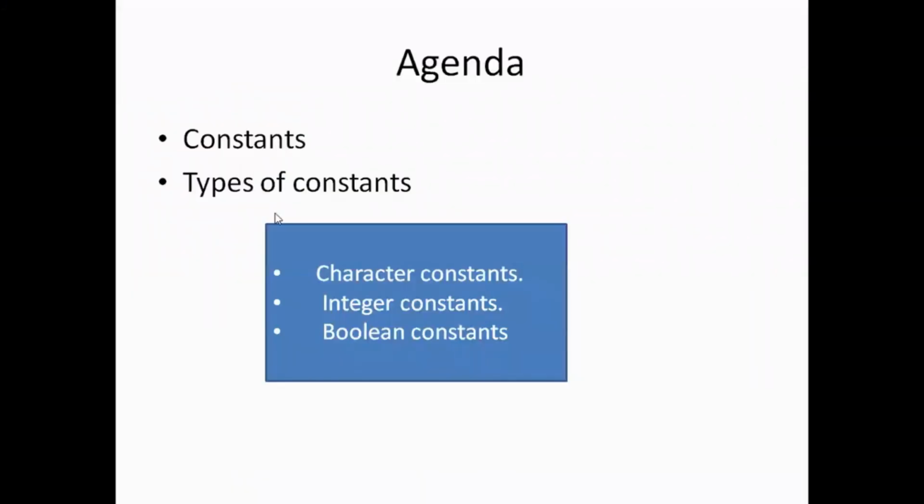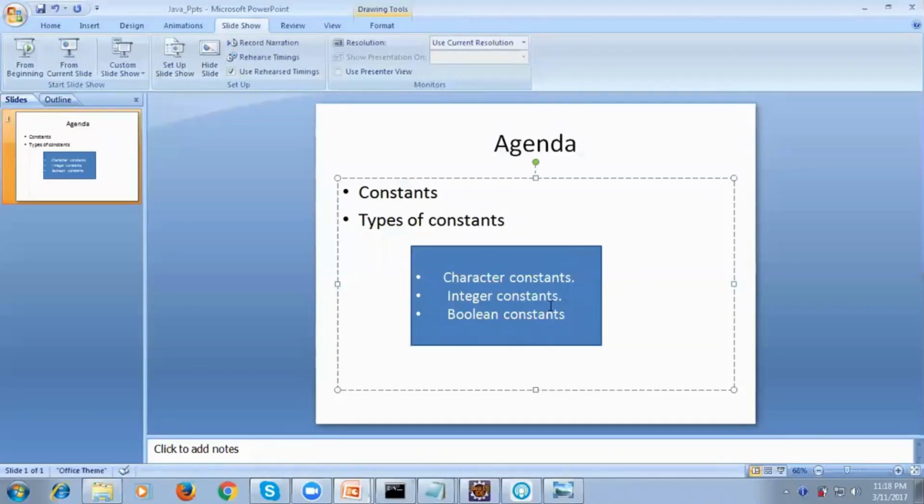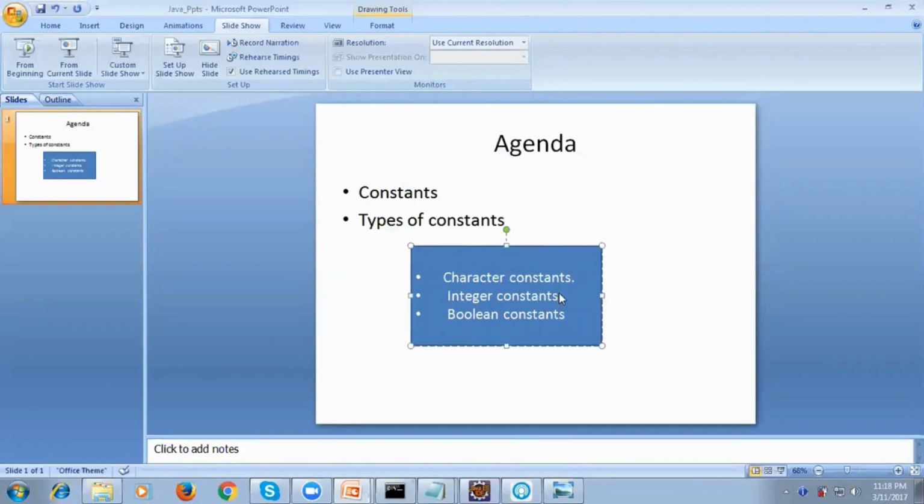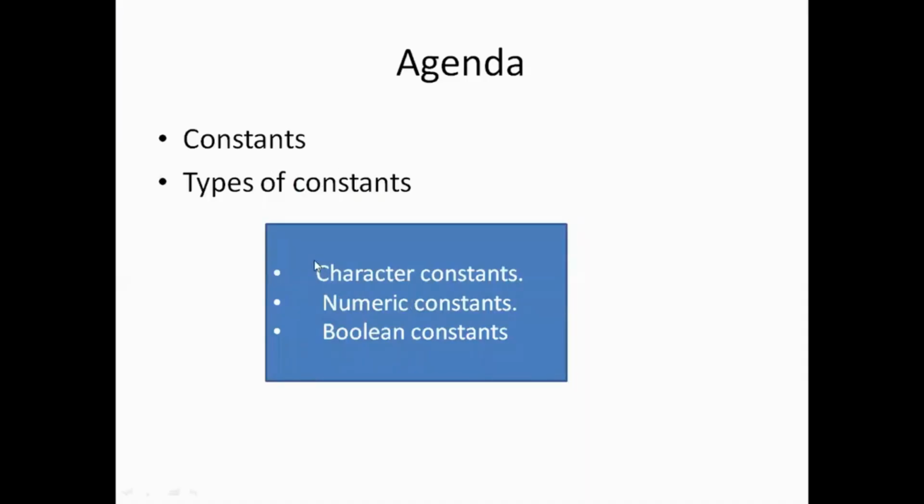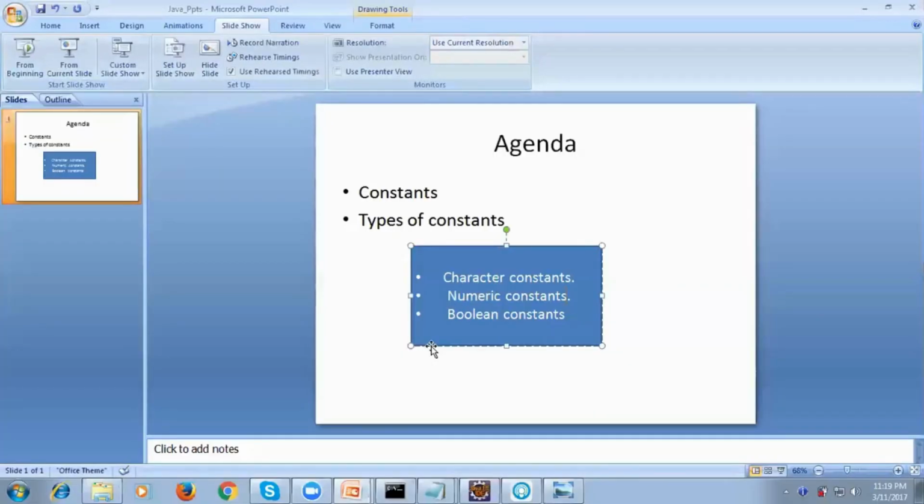That is, we have character constants, numeric constants, and Boolean constants. Instead of integer constants, I can name this numeric constants. So how many types of constants are there? We have three types of constants: character constants, numeric constants, and Boolean constants. So now let us talk about what is a character constant, what is a numeric constant, and what is a Boolean constant. Let us understand that clearly. Let us start with that.